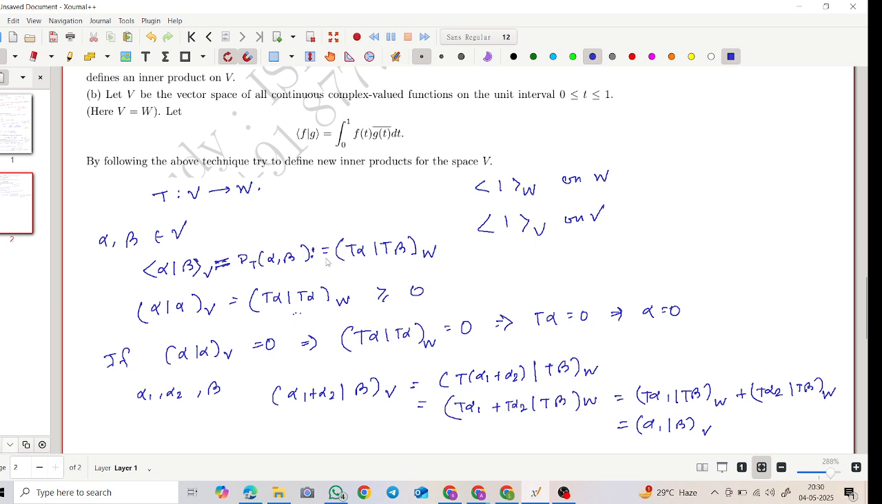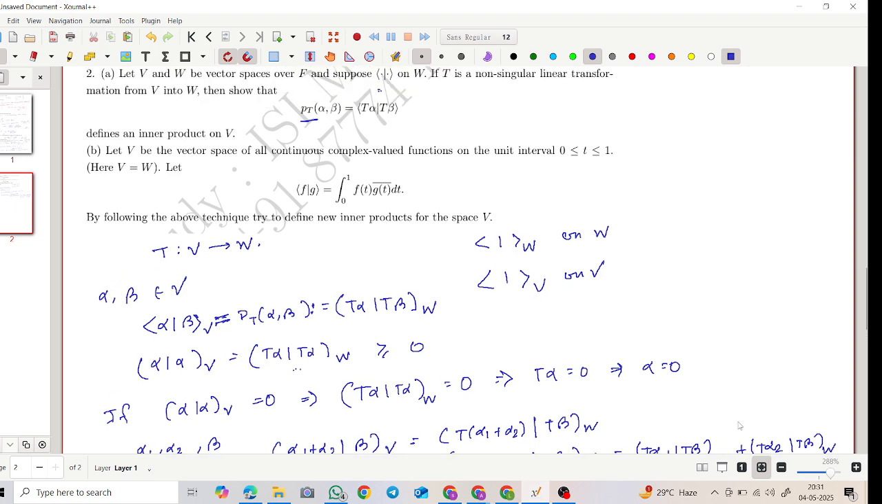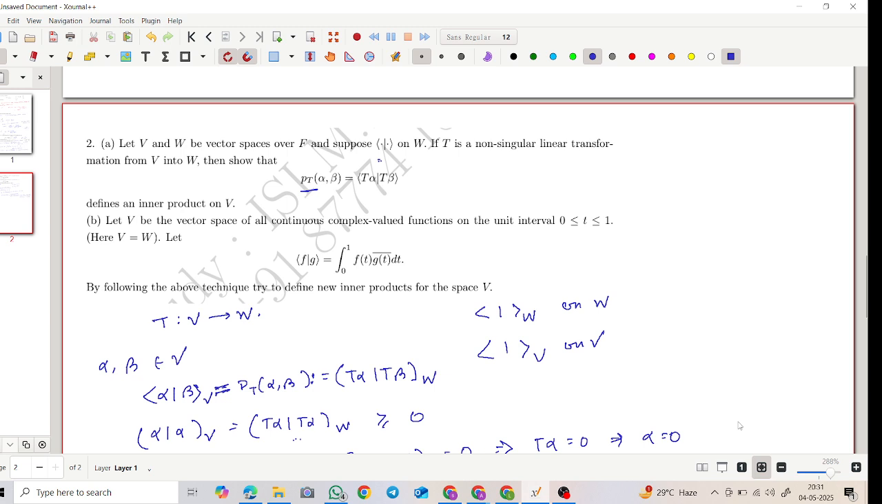Yes, this is the notation of the definition, that's why I changed the notation. The scalar part will also come out. You can check it. So you see, we had an inner product in the codomain. We sort of inherited it. We sort of pulled it back to the domain.